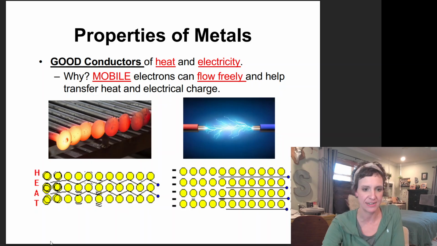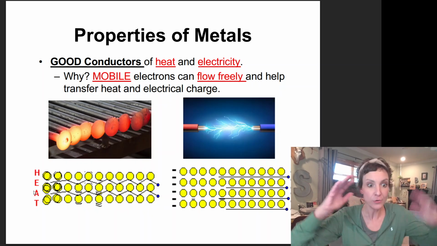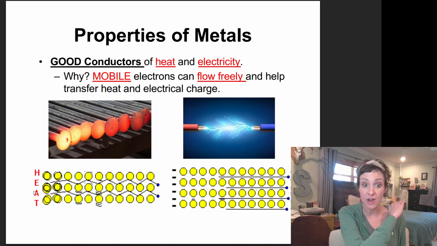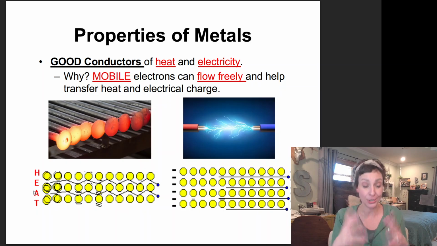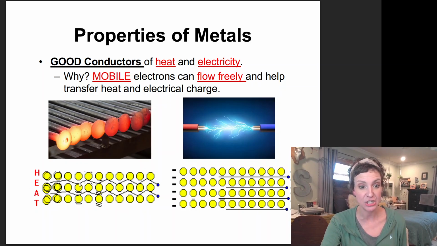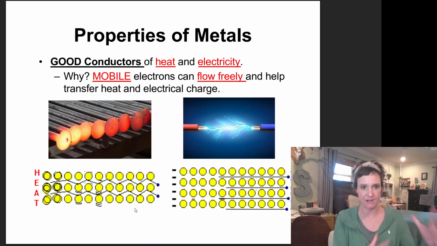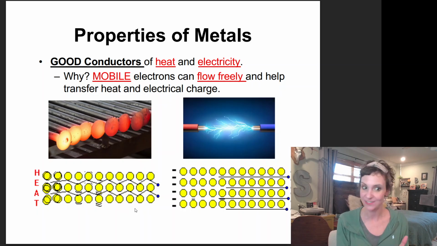So I like this picture down here, you guys. This picture is showing those yellow metal cations, and the little blue things are the electrons. The reason why heat can transfer through a sample of metal very quickly is because those mobile electrons can move. We know that particles of matter, when they get heated up, start moving. That transfer of heat energy is able to move very quickly through there because of that fluid environment. So we're transferring heat really, really well here. It's a good conductor of heat.